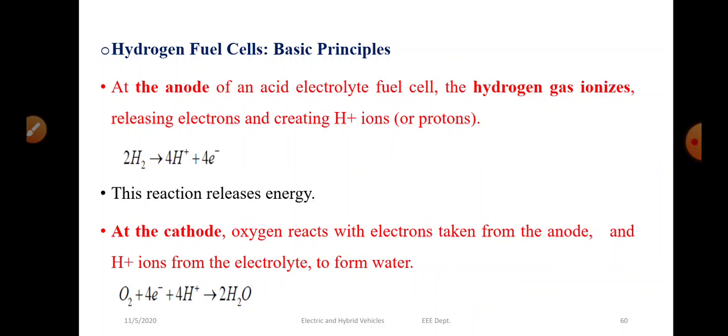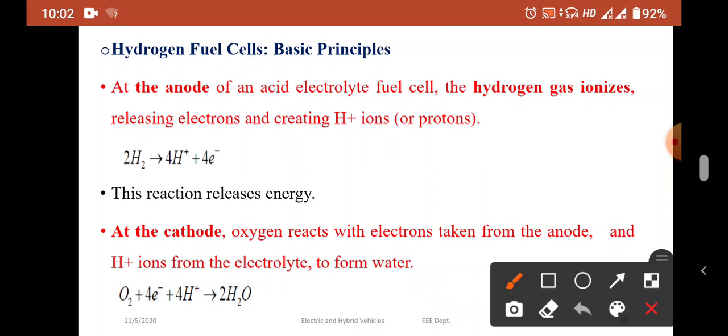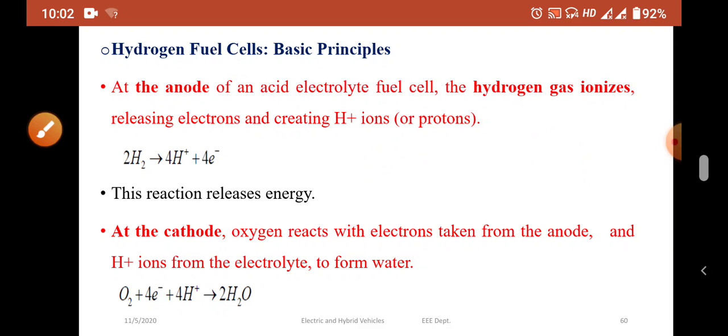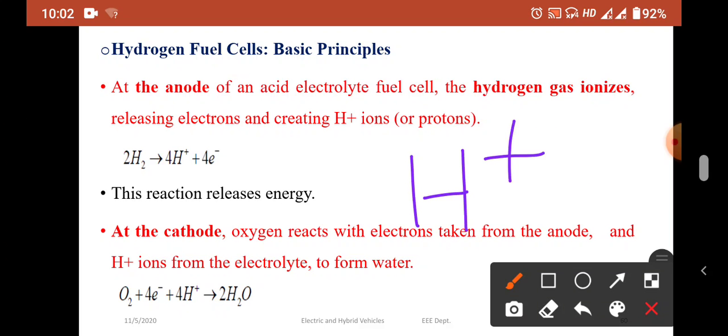Let's see the reactions taking place in a hydrogen based fuel cell. At the anode hydrogen is used, and at the cathode oxygen is used. At the anode of an acid electrolyte fuel cell, hydrogen gas ionizes, giving H+ and an electron. This acid electrolyte permits the H+ ion to pass, but it is a non-conductor to electrons. So electrons cannot pass through the electrolyte, but H+ ions are permitted through the electrolyte and can reach the cathode.